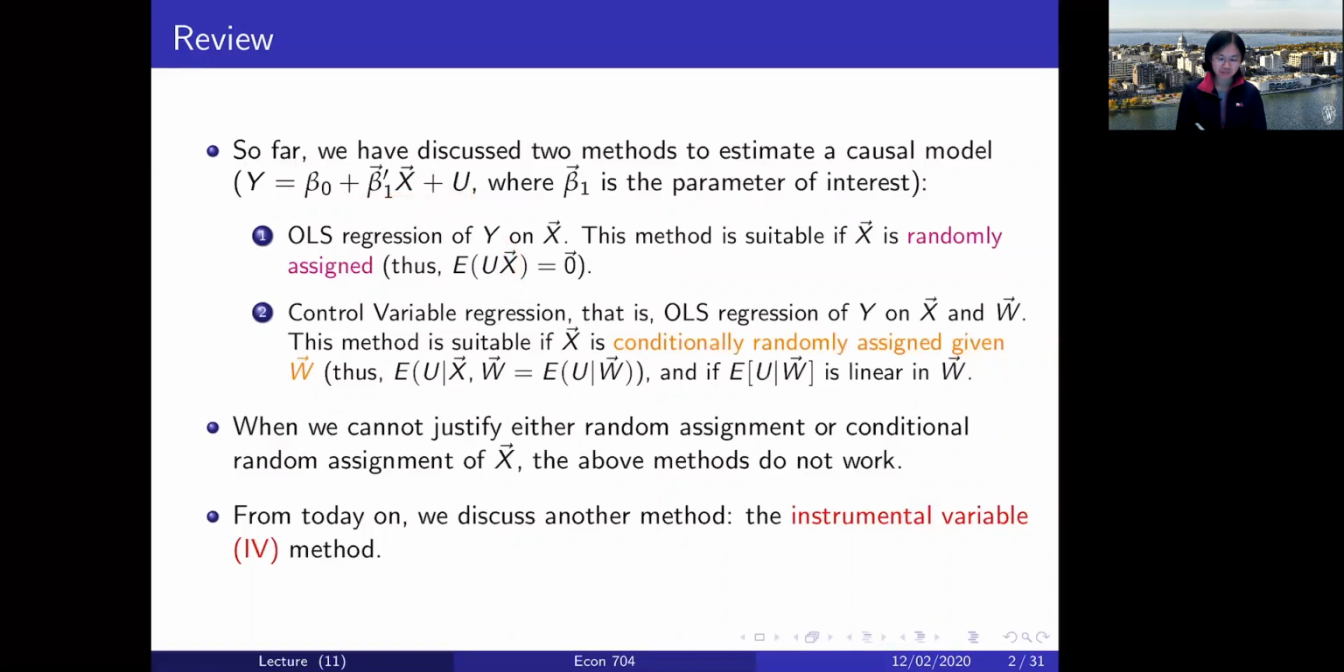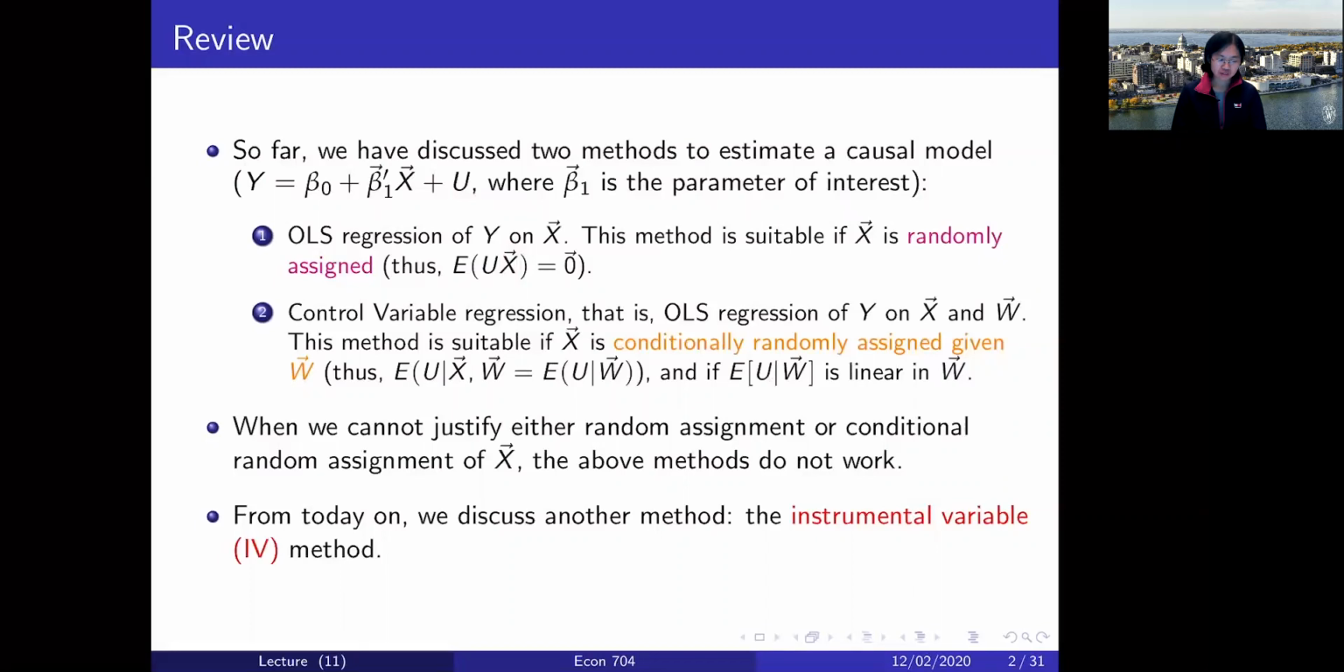So random assignment, or a randomized control trial, is a way to guarantee this orthogonality condition, and a way to make sure that an OLS regression of y on x gives us a consistent estimator for beta 1. Now that's the first approach. But of course, oftentimes random assignment is not satisfied.